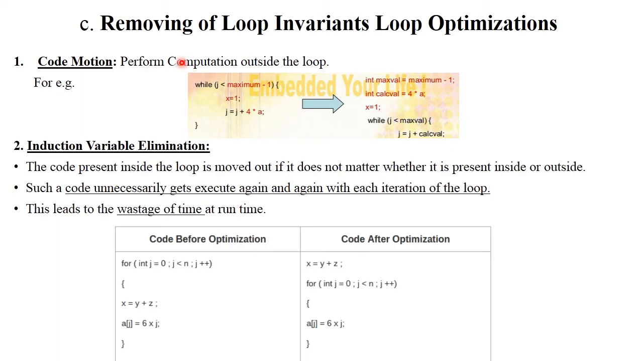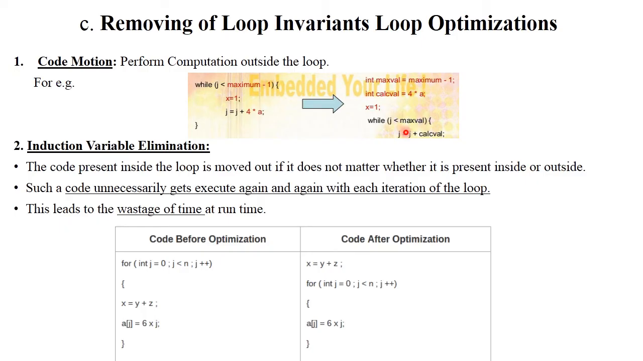Now next is removing loop invariants and loop optimization. The first task is code motion. Code motion means performing computation outside the loop. See here in this example, while j less than or equal to maximum minus 1. Maximum minus 1 is a computation, and it requires computation many times when this condition is executed.